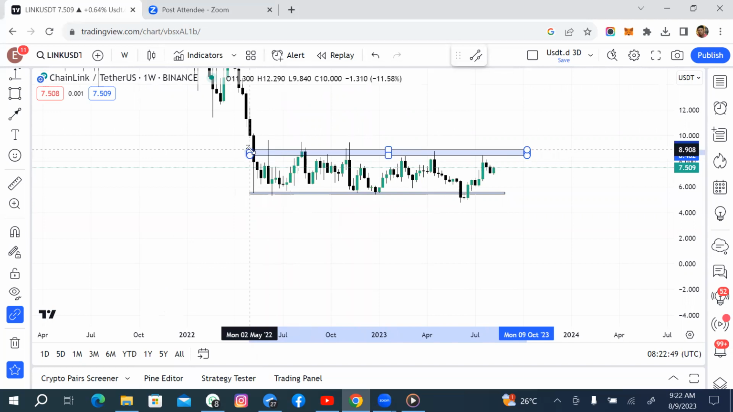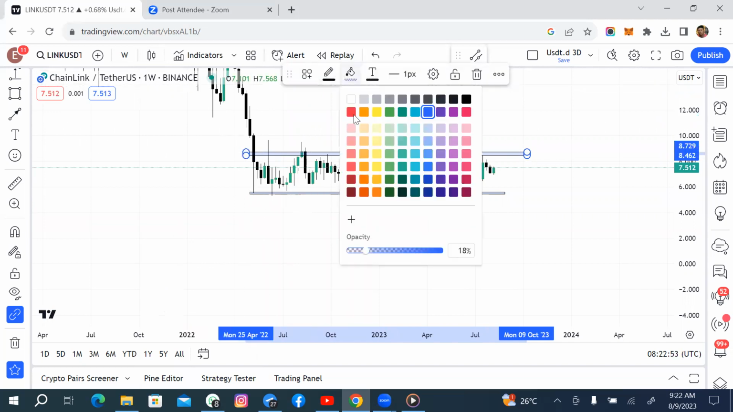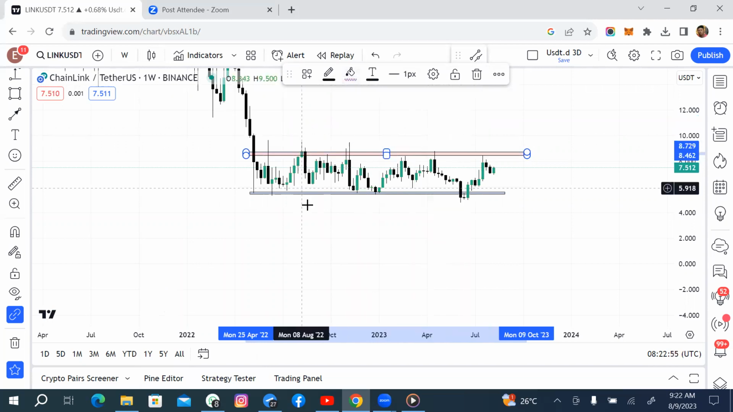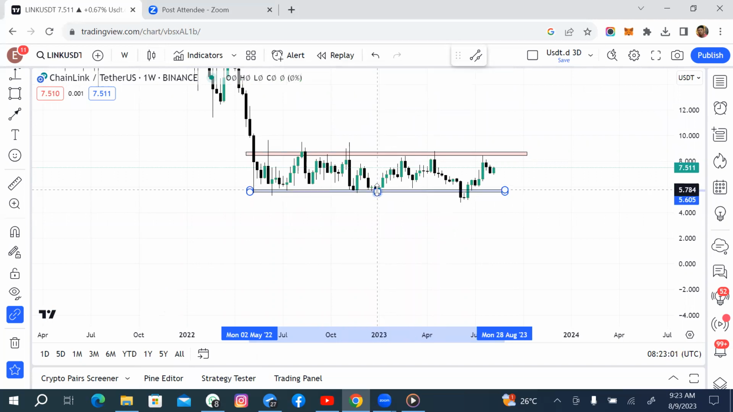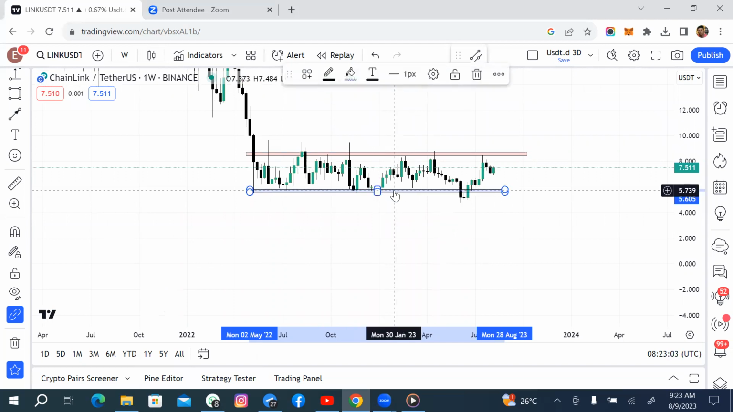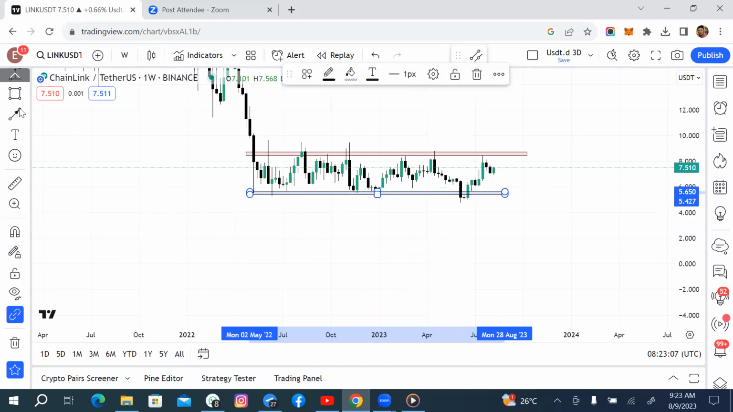Now, let's say this is our resistance. I want to actually plot it to accuracy. Some of you don't know how to plot support and resistance. That's pretty sad. If at this level you still don't know how to plot support and resistance, that's pretty sad. Now, we have one there, and this is our range bound.